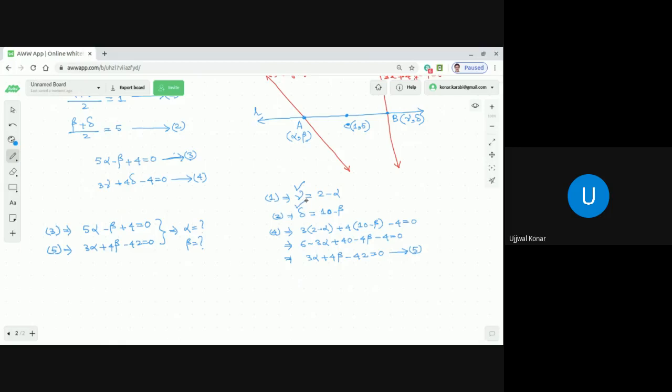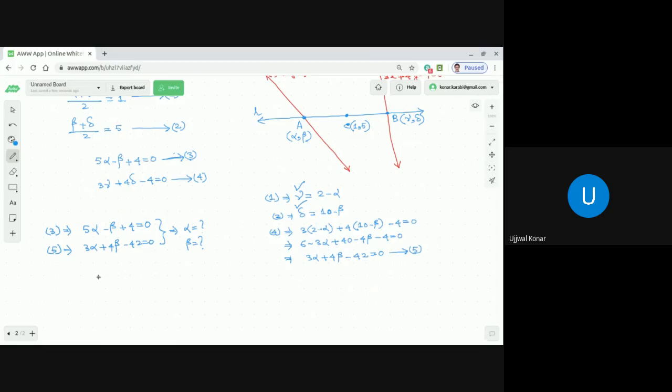Because gamma and delta are nothing but 2 minus alpha and 10 minus beta. After that, it's very simple. You need to find the equation of the straight line passing through AB. In fact, without finding the values of gamma and delta also, you can find the equation of the straight line. In that case, the straight line should be passing through the points (alpha, beta) and (1, 5). Correct? So you need not find gamma and delta.